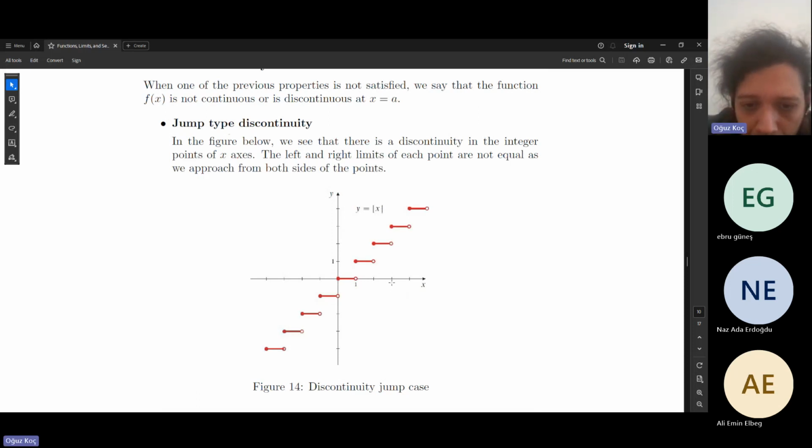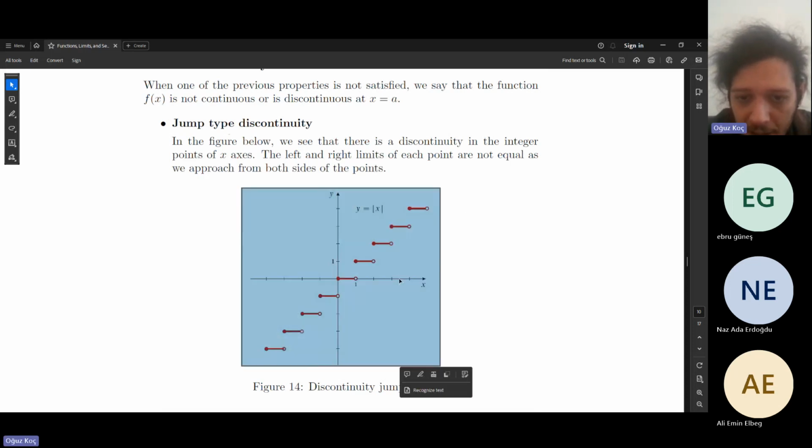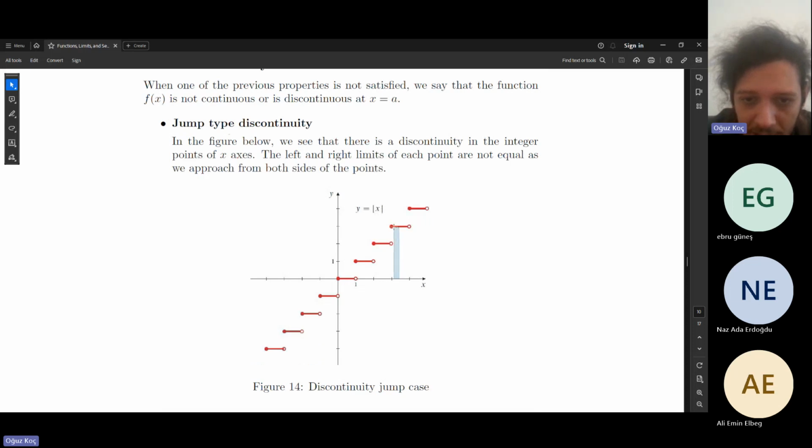And let's check the point 3 on the x-axis. When we approach 3 from the left-hand side, it is actually approaching 2. If we approach 3 from the right-hand side, it is actually approaching 3. So we can say that the left and right-hand side limits are not equal to each other, and it is a discontinuity.